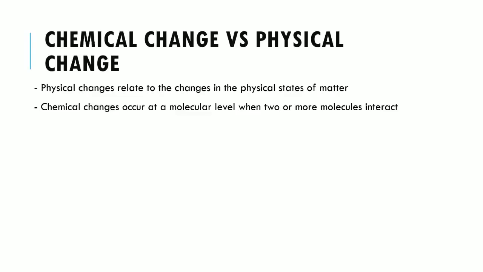So the first thing you have to understand is the differences between a chemical change and a physical change. A physical change relates to the changes in the physical states of matter, for example, ice turning into water, and a chemical change occurs more at a molecular level when two or more molecules interact with one another.